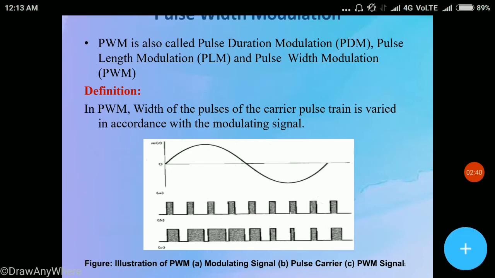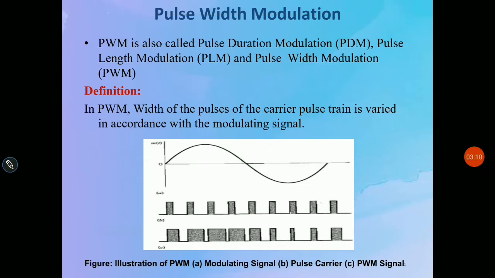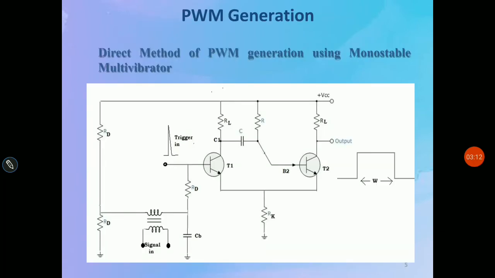Here three figures are given. The first one is the modulating signal. The second one is the carrier pulse train, a series of pulses. And the third one is the PWM signal, which we get after applying a PWM modulator. See here, the width varies according to the instantaneous value of the modulating signal. So this is all about PWM.